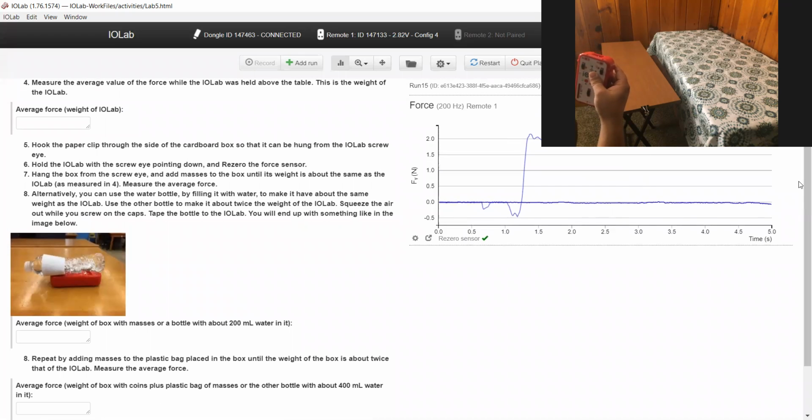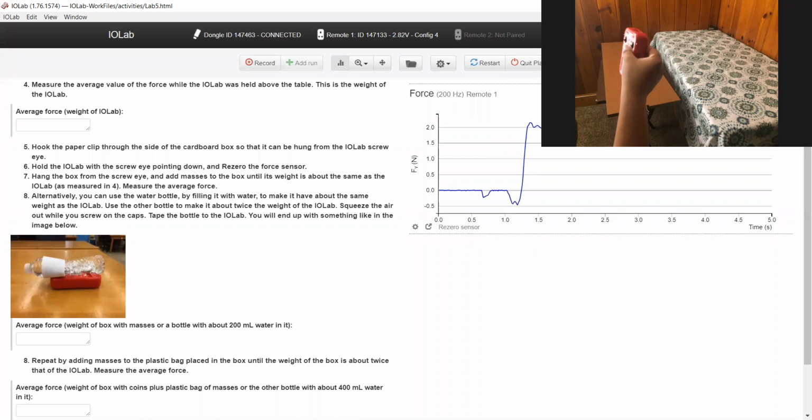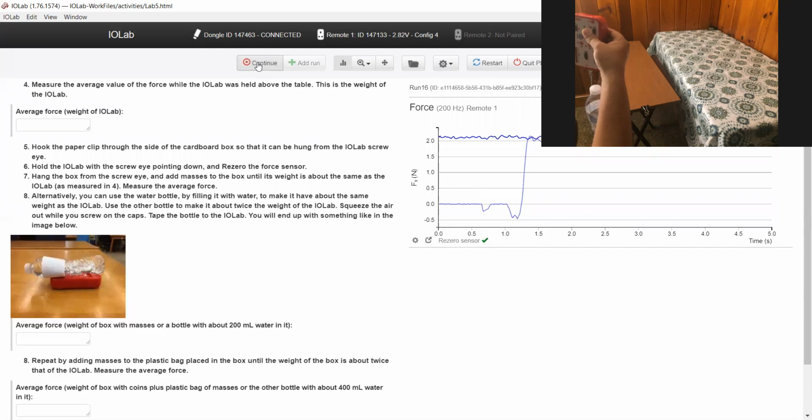Okay, so let's remove the second one. Okay, and then let's add run. Oh, we don't need to add run now. I can rezero the sensor. Okay, and then let's keep it in here first. That should also work. Or you can start recording and then do it also. Then click on record. So you can see it's kind of similar to the weight of the IOLab. You can stop that one.